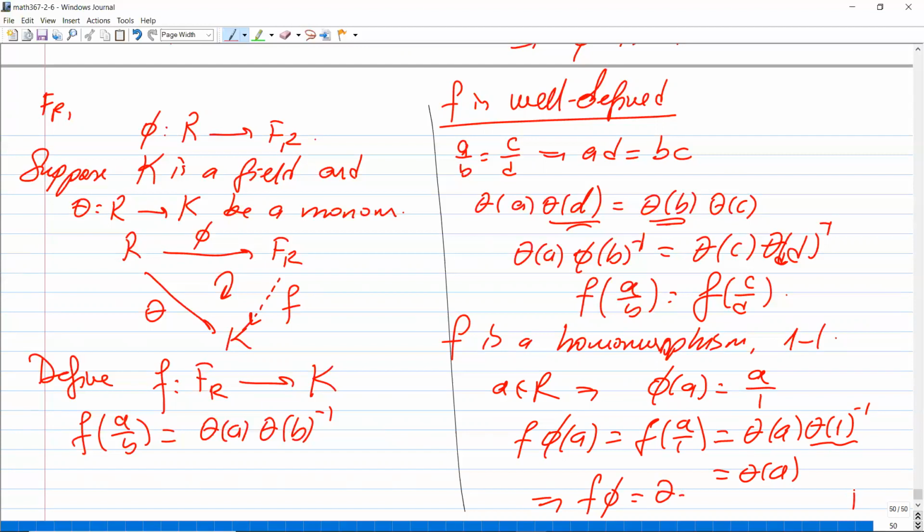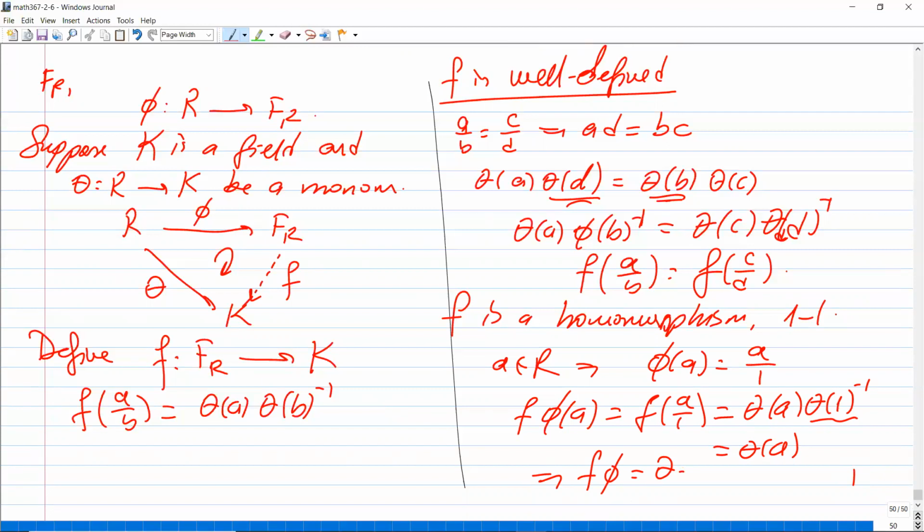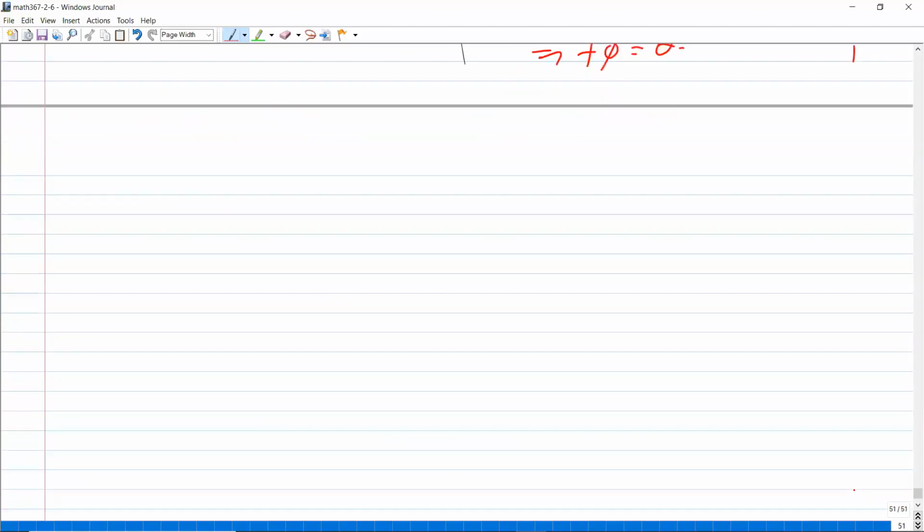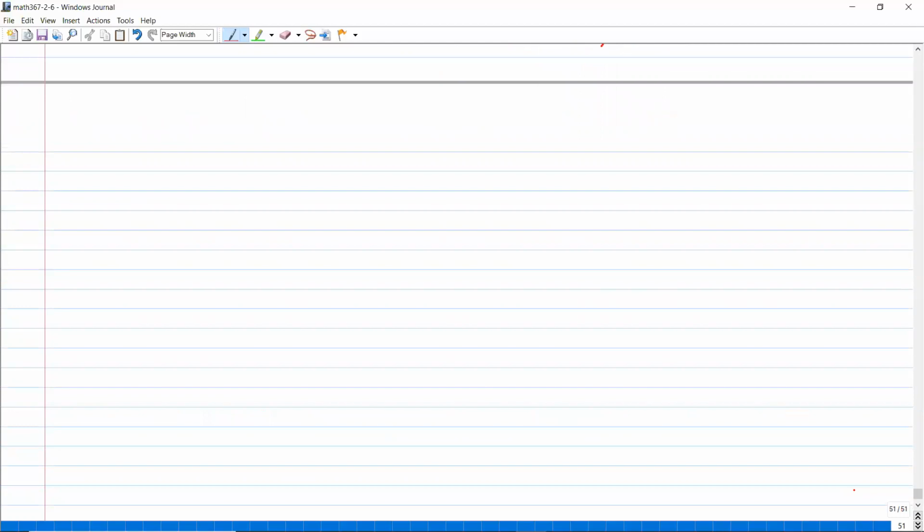So this is satisfied. There is one more thing that I will skip: this F is unique. I will skip that, so that every integral domain has a field of fractions. I hope time is up now, so I have to quit here.